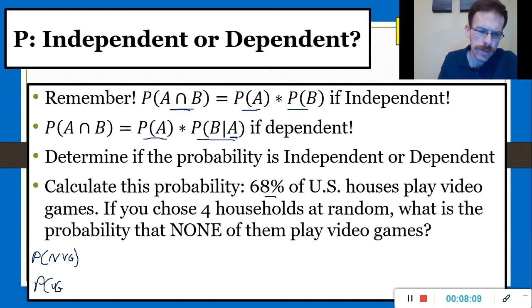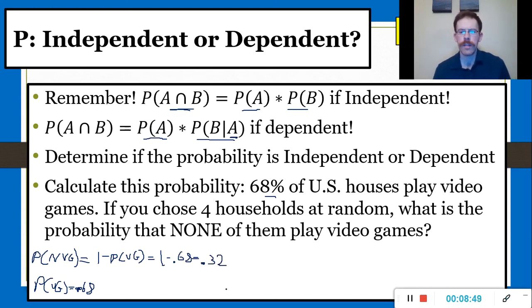So, if the probability of video games is equal to 0.68, what's the probability of not playing video games? Well, this is what we call a complement, which we will talk about more later. That's going to be 1 minus the probability of playing video games. So that's going to be 1 minus 0.68. If my math serves me correct, that is going to be 0.32, or 32%.